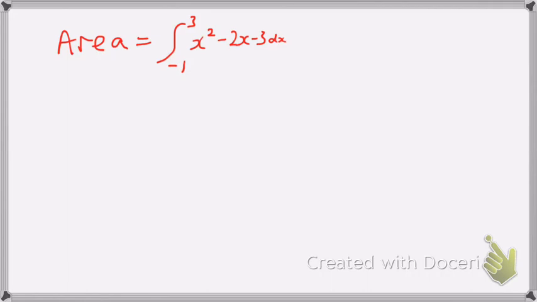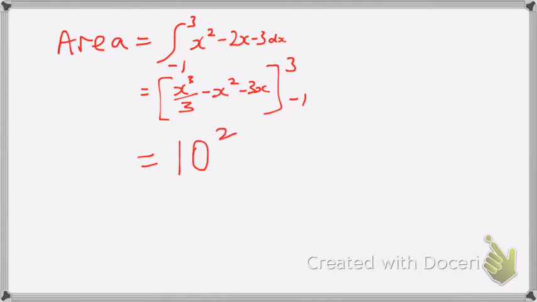which equals x cubed on 3 minus x squared minus 3x between 3 and minus 1. I won't bore you with the substitution, but if you do this properly, you will get 10 and 2/3. You actually get minus 10 and 2/3 units squared.